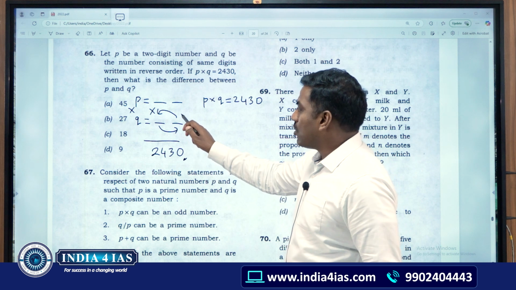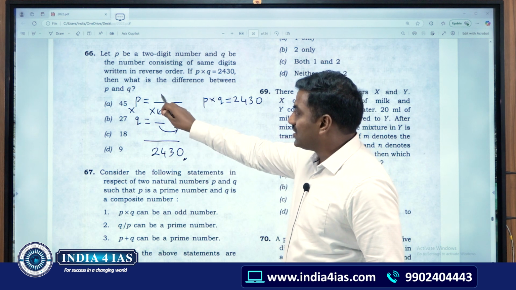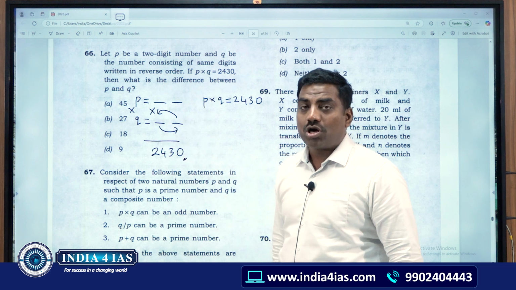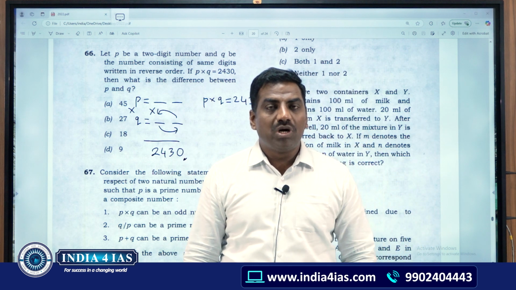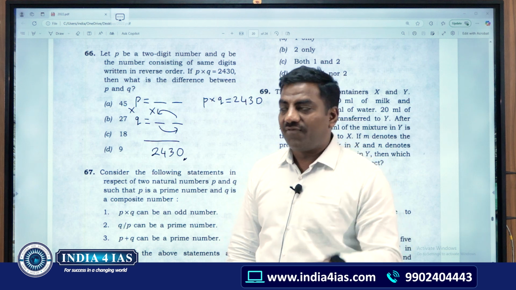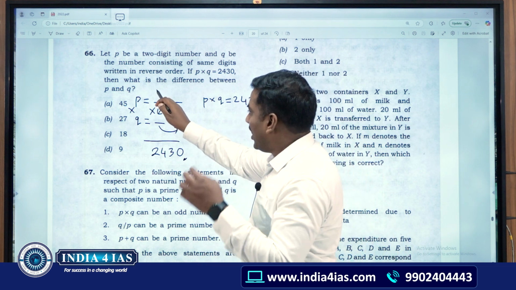So here I cannot take 0. I cannot take 0 here because when I reverse that, 0 will go there. That cannot qualify as a 2-digit number. So 0 is ruled out here. Now I will have to think of 5. So if this is 5, 5 has to come here.